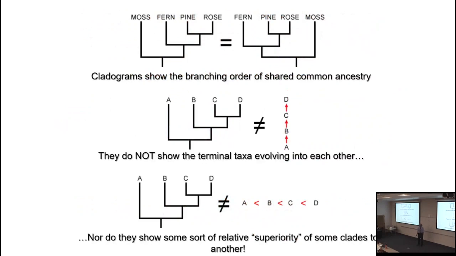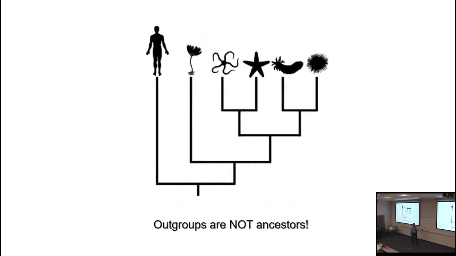So cladograms show the branching order of organisms. They do not show the terminal taxa evolving into each other, nor do they show any sort of relative superiority. I've already said all these things, just highlighting them so you keep them in mind. Also, outgroups are not ancestors. They are stand-ins for ancestors to assess the transformations.